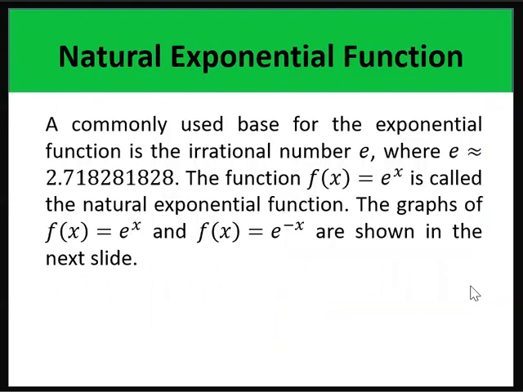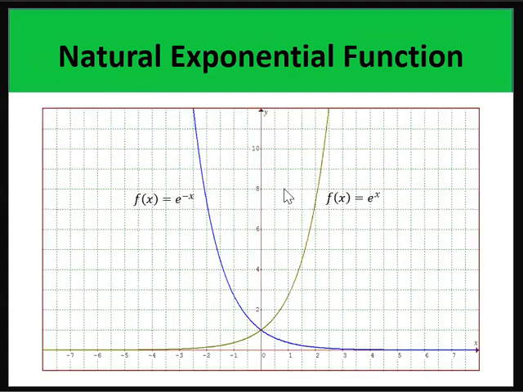Now, finally, for exponential functions, a commonly used base is the irrational number e, where e is approximately 2.71828188, and so on. This function is denoted by f of x equals e raised to x and is called the natural exponential function. Now the graphs of f of x equals e raised to x and f of x equals e raised to negative x are shown in the next slide.